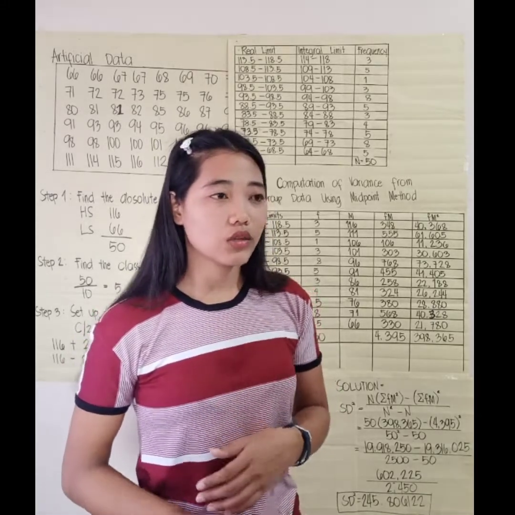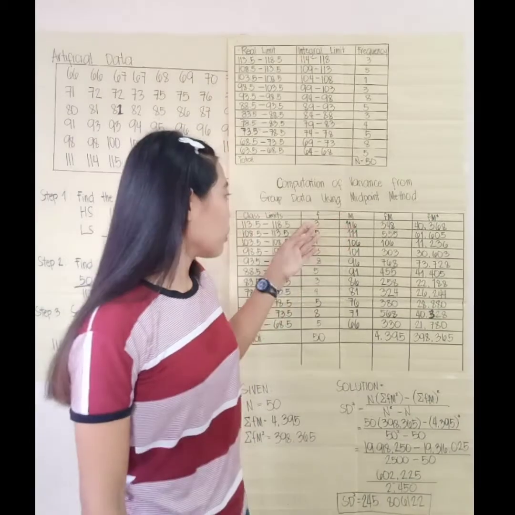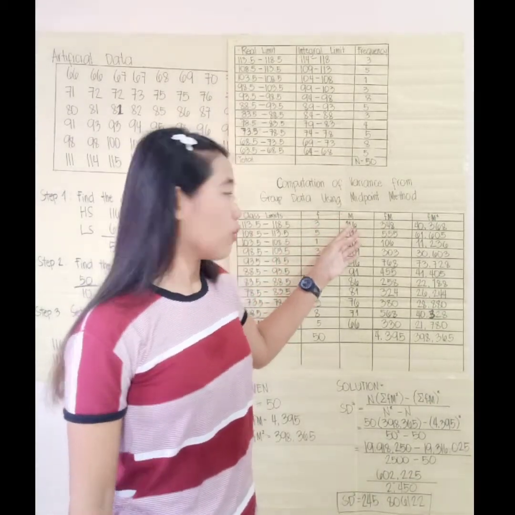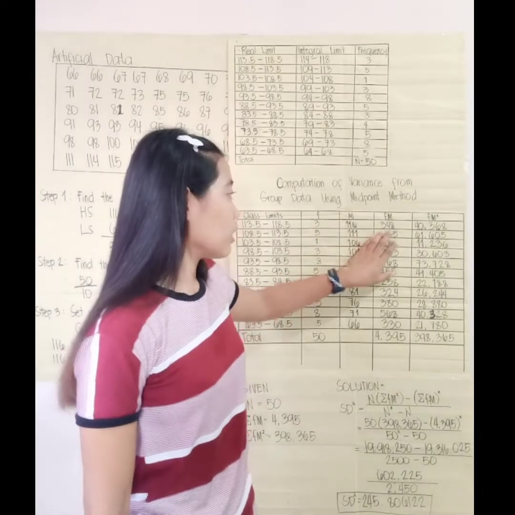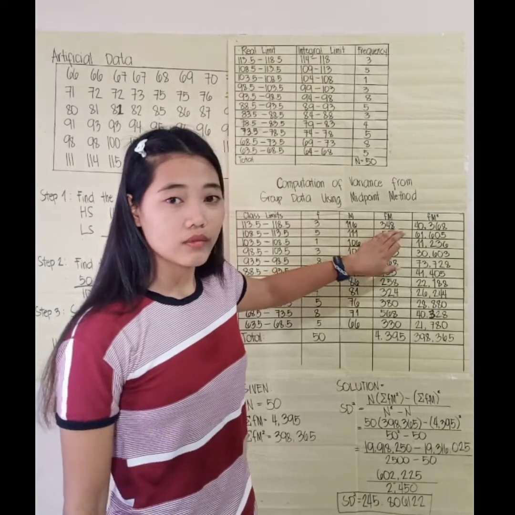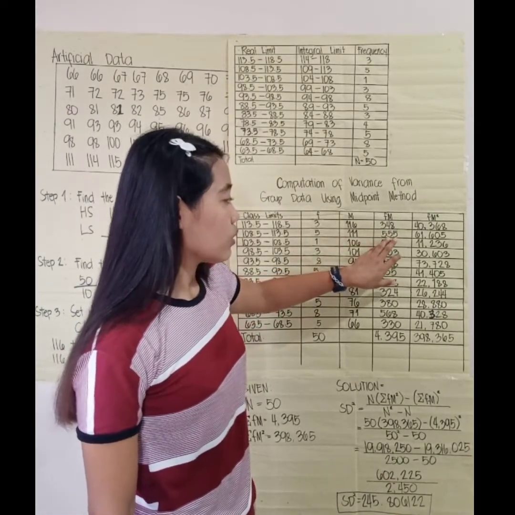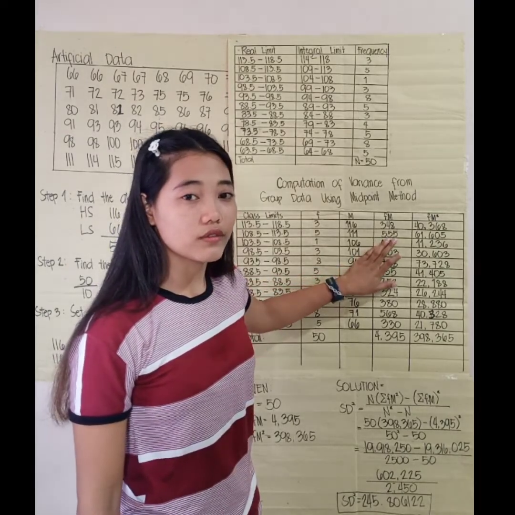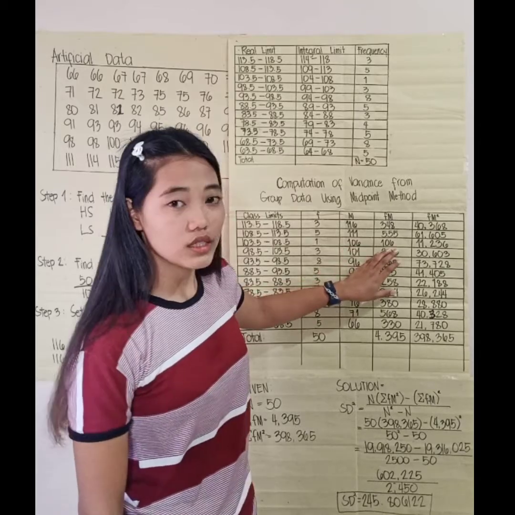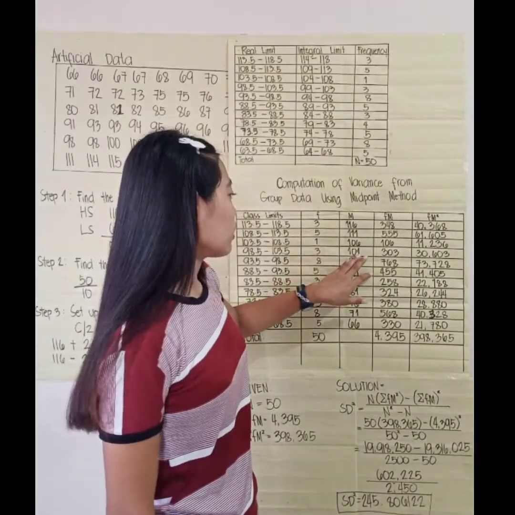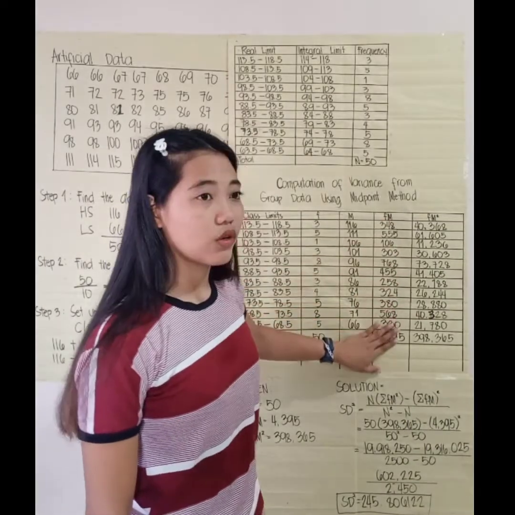Okay, let's proceed. Now let's apply our steps in getting variance from group data, which is to multiply the frequency by the midpoint to get FM. So 3 times 116, the result is 348. Next, 5 times 111 is equal to 555. Next, 1 times 106 is equal to 106. Next, 3 times 101, the result is 303, and so on and so forth.